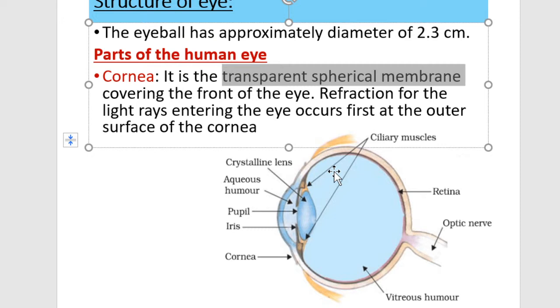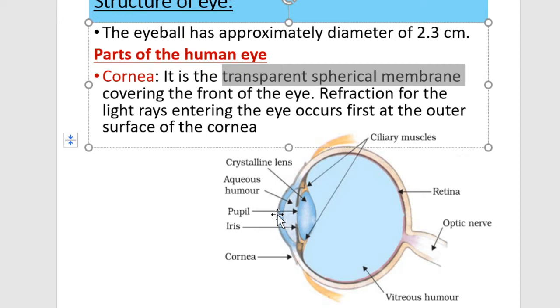Because it is transparent in nature, any light which enters the eyes from the front first passes through the cornea. When the light is coming through the air and enters the cornea, there is a change in the medium. The light, which is traveling through the air, suddenly encounters a change in the medium.